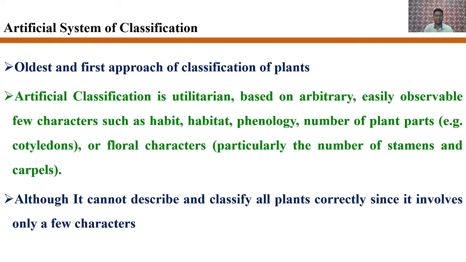Now coming to the artificial system of classification. This system of classification is one of the oldest and is the first approach of classification of plants. This system of classification is utilitarian and is based on some easily observable characters. For example, habitat, phenology, number of plant parts, floral characters, etc. Although it is a very easy system of classification, it cannot describe and classify all plants correctly since it involves only a few characters.